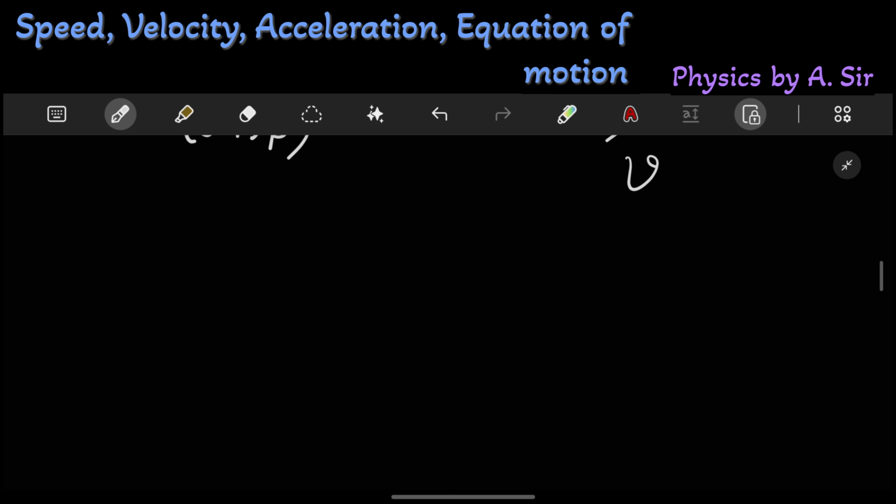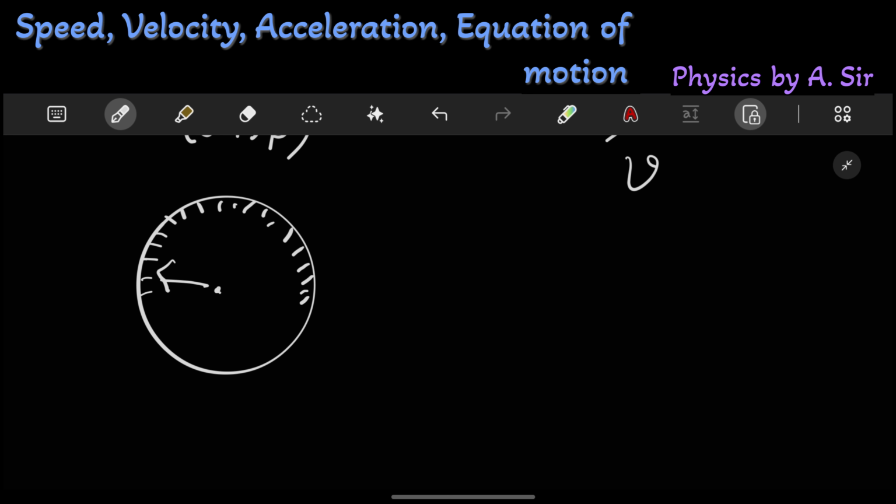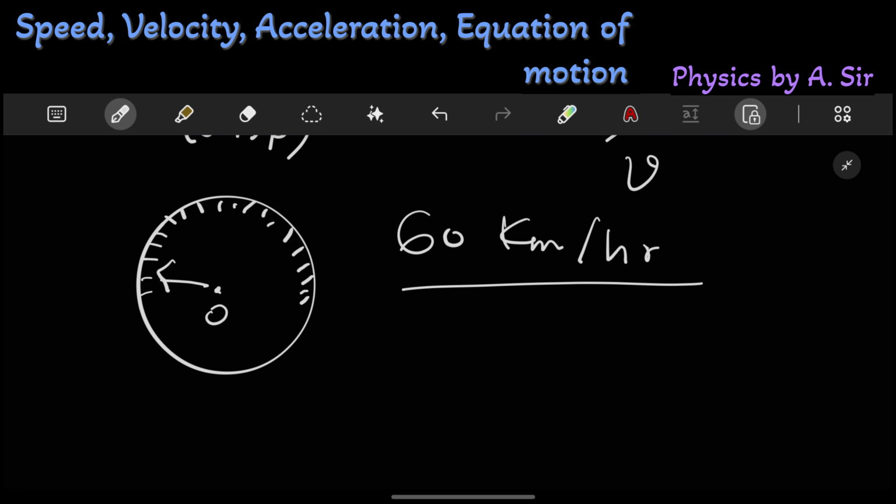And some real life examples, like the speedometer of a car shows instantaneous speed. I'm sure you have seen the speedometer of a car. So there are markings like this and like this. If the car is running at 60 per hour, it means that the instantaneous speed of that car is 60 km per hour. Velocity is important in navigation because direction matters, and acceleration explains how quickly rocket, cars or falling objects gain speed.